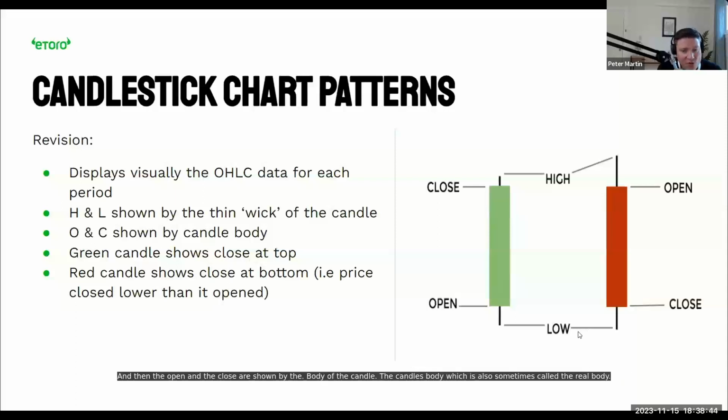And then the open and the close are shown by the body of the candle, which is also sometimes called the real body. When a candle is green, it shows that the close of the period was higher than the open of the period. So when it's a green candle, the close is at the top. When it's a red candle, it shows that the close of the period was lower than the open. So it's a negative price movement across the period. And we would put the close at the bottom and the open at the top.